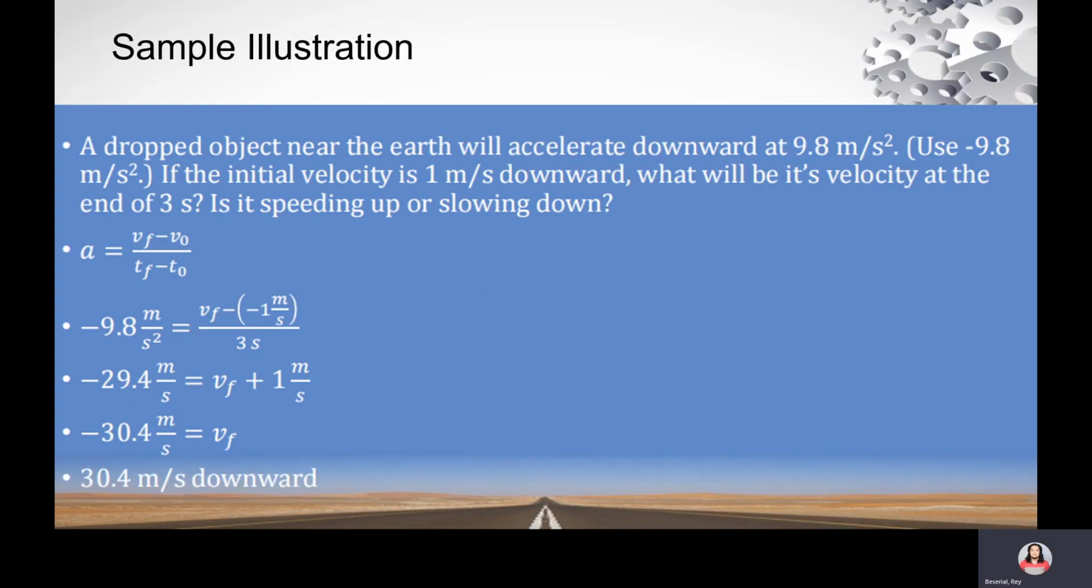Okay. So next, meron tayo ditong illustration para sa ating acceleration and graph presentation. So here we have a sample illustration. A dropped object near the earth will accelerate downward at 9.8 meter per second squared. Ang gagamitin tayo ng negative 9.8 meter per second squared. Bakit? Kasi downward ang ating acceleration. Nagsabi siya dito na downward. So yung downward is towards the negative y-axis.